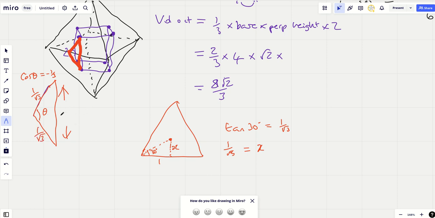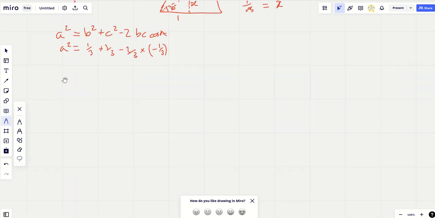And so we can now work out this side length, yeah? Let's call it a. A squared equals b squared plus c squared minus 2bc cos A. That's all I'm using here. So a squared is going to be a third plus a third minus 2 thirds times by minus a third. Oh, that's interesting. So we're going to be adding that last term. And so what is a squared? A squared is 2 thirds plus 2 ninths. 2 thirds is 6 ninths, so that's 8 ninths. And so if you like, a is 2 root 2 over 3.